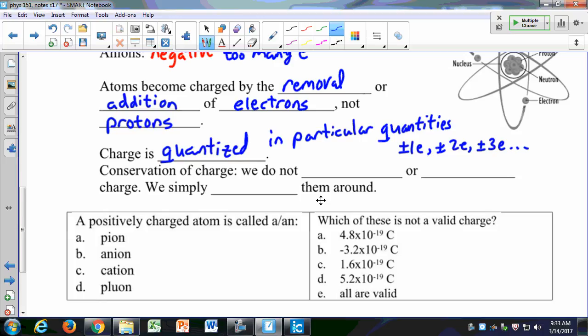Conservation of charge. We do not produce or destroy charge. We simply move them around.